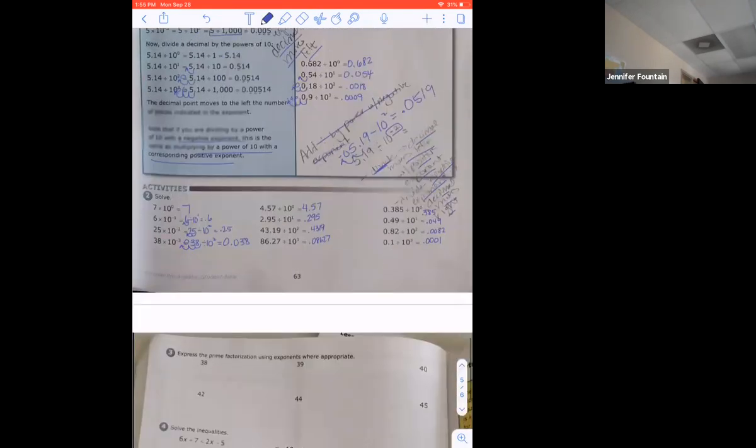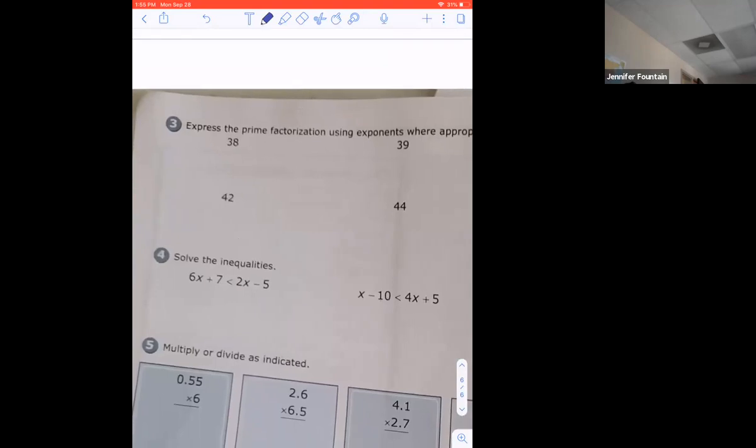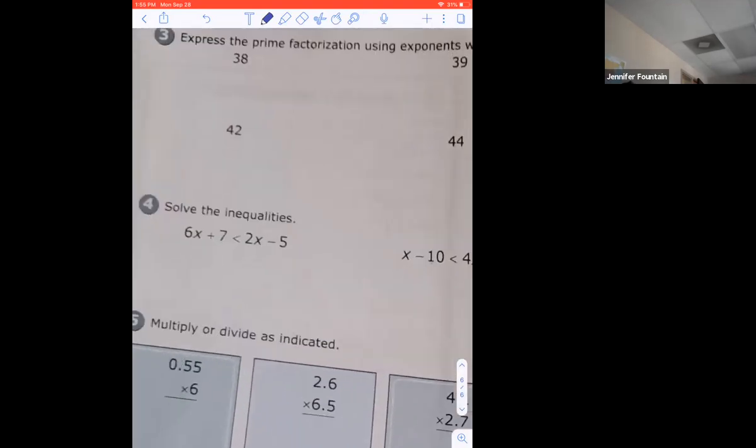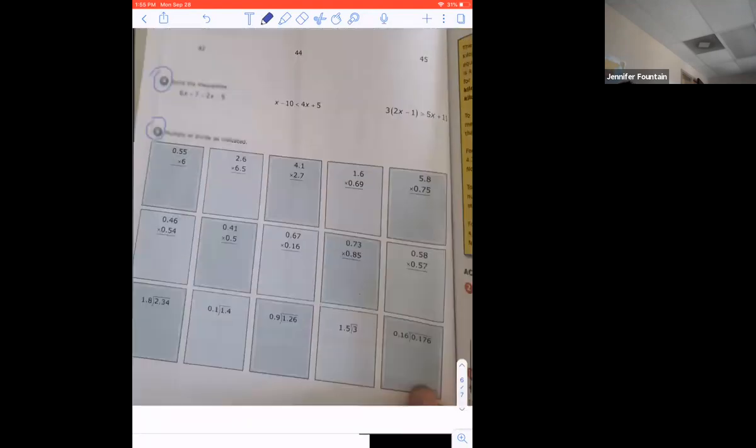All righty, let's go ahead and move along to page 64. And your homework will be activities 4, 5, just 4 and 5. Okay, so let's go ahead and take a look at what all of our homework is for today. Make sure we've got it all written down. Make sure we didn't forget anything.